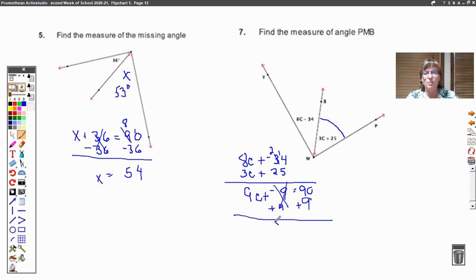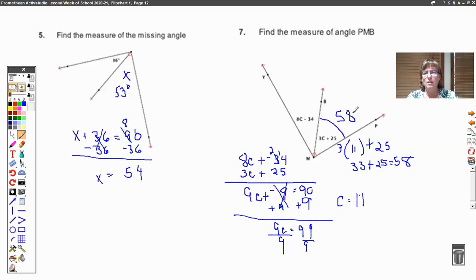These are opposites, so the sum is 0. So I get 9C is equal to 99. And then I divide both sides by 9. And I get C is equal to 11. And then I'm going to substitute it in here. So I get 3 times 11 plus 25. 3 times 11 is 33 plus 25. 3 plus 5 is 8. 3 plus 2 is 5. So this measure is 58 degrees.